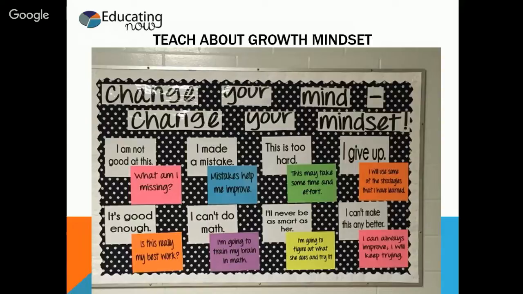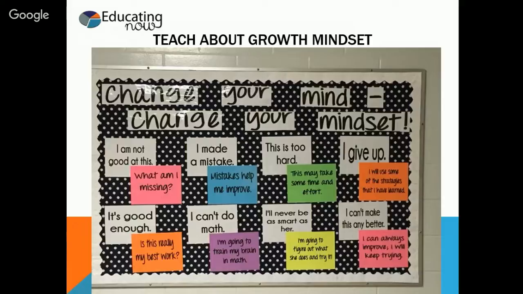You can see here that in the white are examples of fixed mindset comments a student might make, and then in the color, you've got examples of growth mindset. The thing I find most fascinating is that the new science has shown us that students' brains physiologically function differently if they have a growth mindset rather than a fixed mindset. So in layman's terms, students with a fixed mindset have less ability to learn simply because of their mindset. That's why I think this is so crucial.